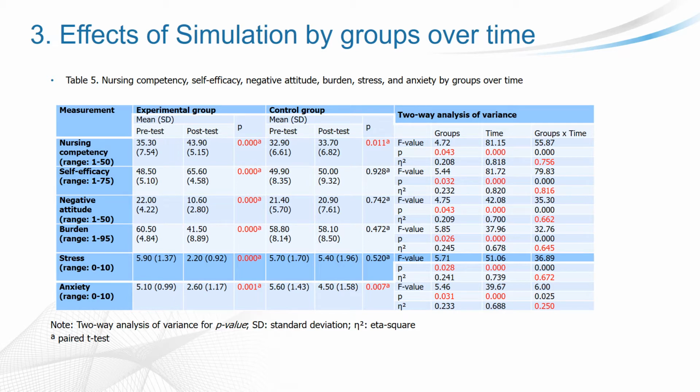Analysis of the simple main effect test results on the 6 measurements showed a significant difference between groups in the post-test and a significant difference over time in the experimental group. The estimated effect size was large in all 6 measurements.